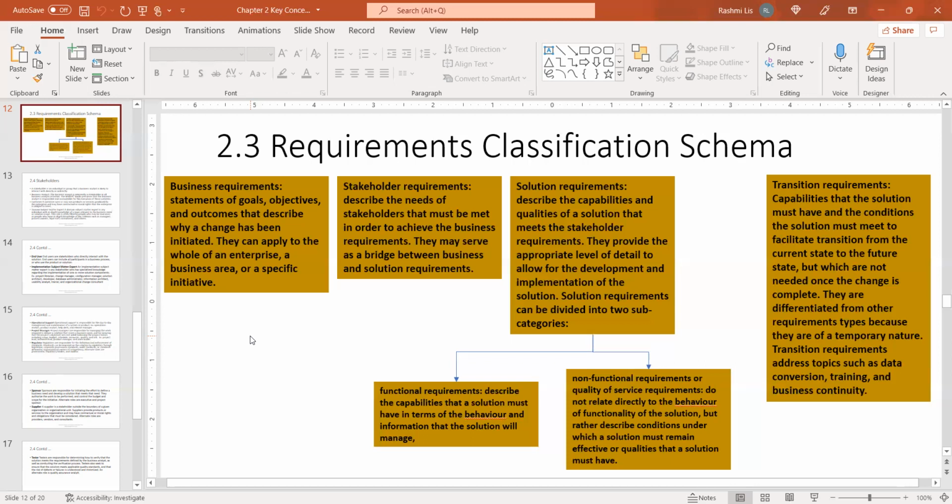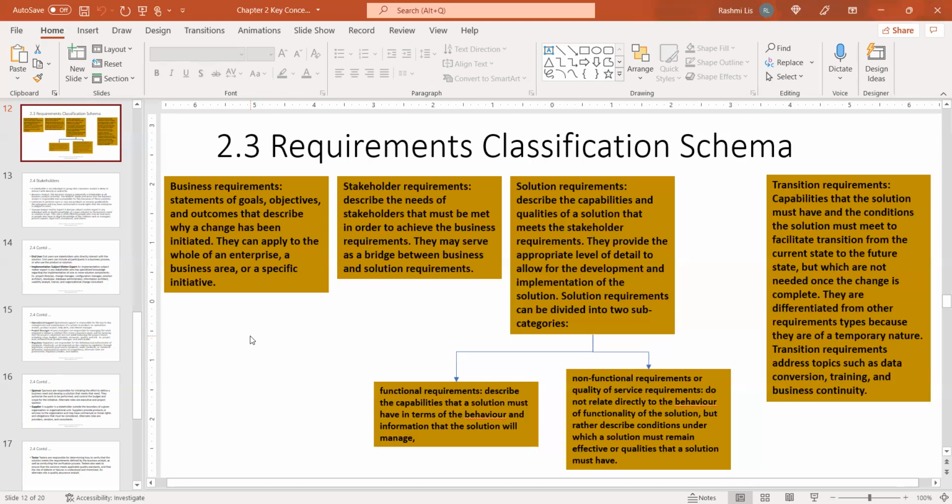The next one you have is solution requirements. Solution requirements describe the capabilities and the qualities of a solution that meets the stakeholder requirements. They provide the appropriate level of detail to allow for the development and implementation of the solution. Solution requirements can be divided into two subcategories. You have the functional requirements and the non-functional requirements. Let's dive a little bit deeper into what those are.